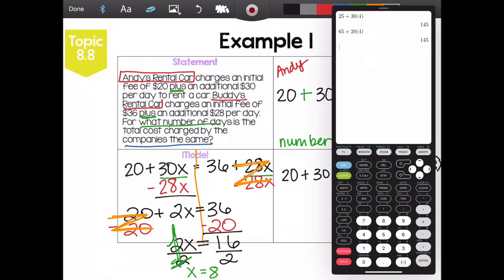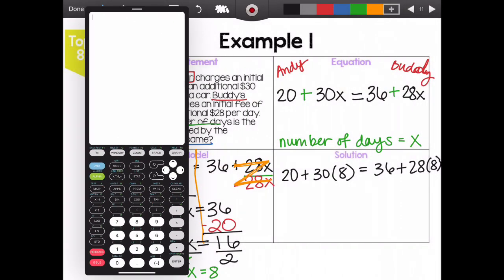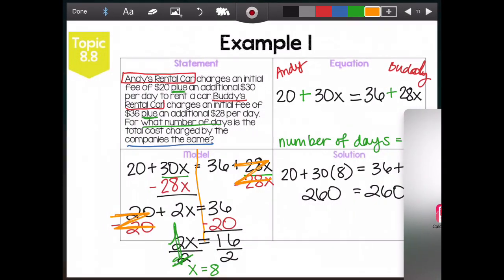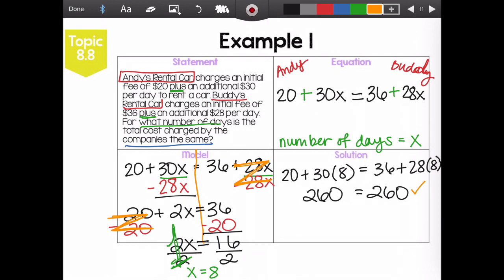All right. I'm going to move this to this side so we can see. So first I'm going to start on the left side. 20 plus 30 times 8 is 260. Equals, now to the right side, 36 plus 28 times 8, and I get 260. So those are equal. So going back to the question, how many days? It says, for what number of days is the total cost charged by the companies the same?